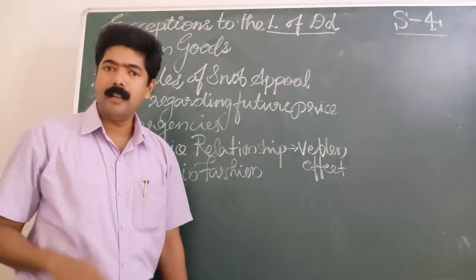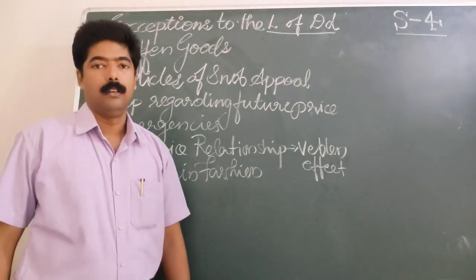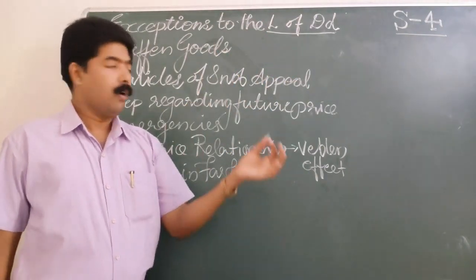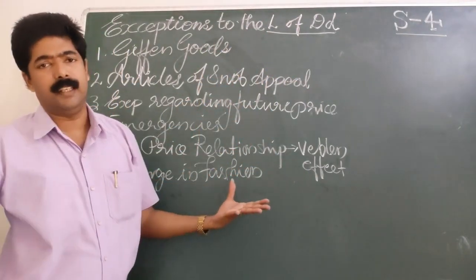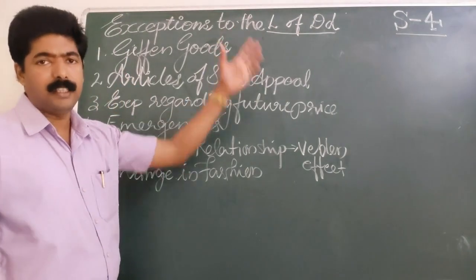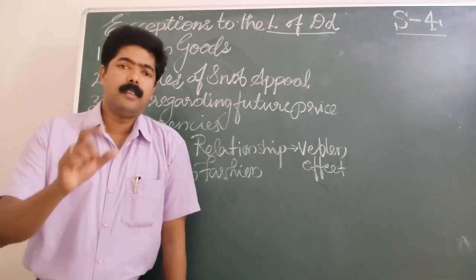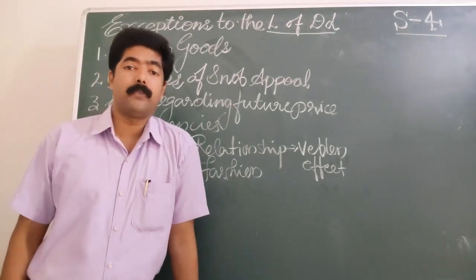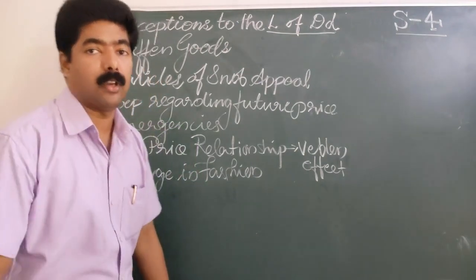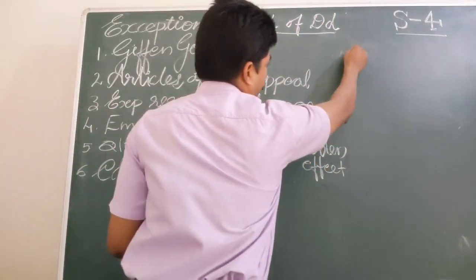In all such cases we would say that when price increases, demand also increases, and when price falls, demand also falls. In that situation we can say it is an exception to the law of demand. In all these exceptions, if it is asked to show the demand curve, we can show a demand curve which is positively sloping from left to right. If I draw the demand curve in such a situation, we can draw it like this.